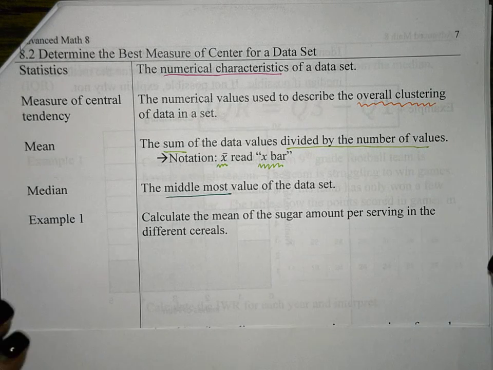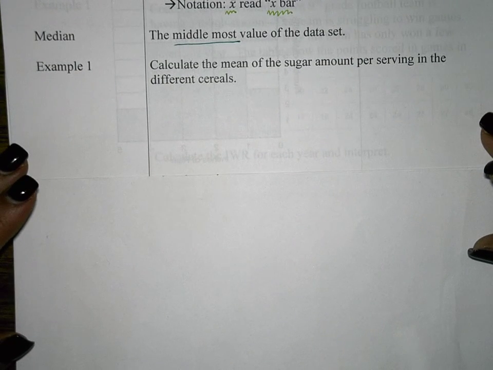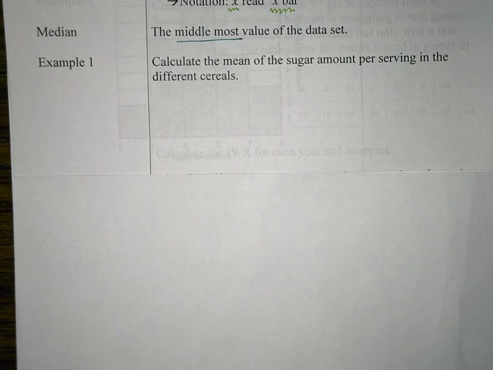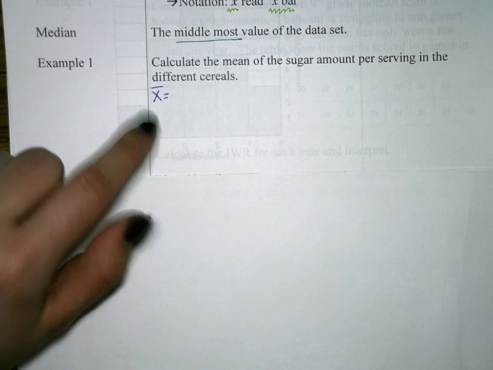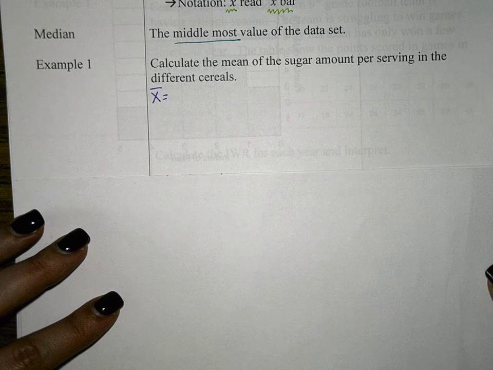So example 1. We are going to calculate the mean of the sugar amount per serving in the different cereals. So using that chart that we've been using the past couple days, we're going to calculate the mean amount of sugar per serving. So we're going to call that X bar because that notation means the mean. And we're going to add all of those sugar amounts up.